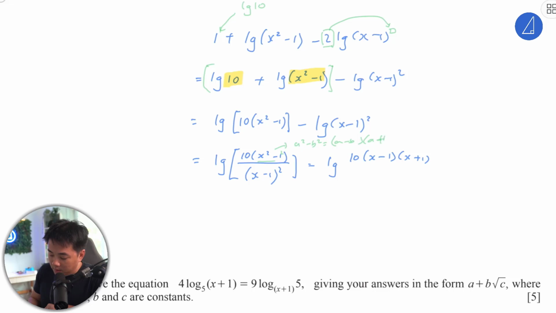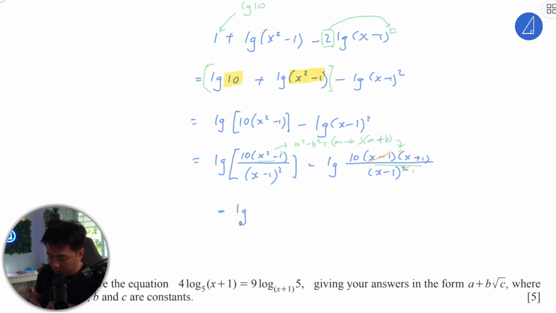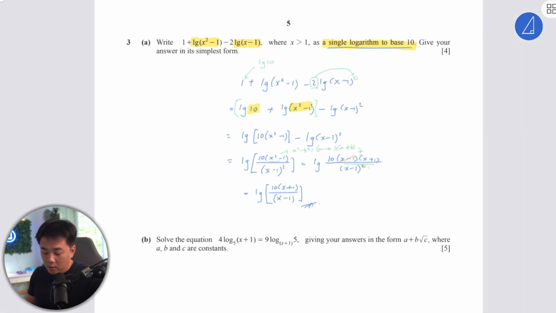The bottom over here will then be x minus 1 squared. So what I can do here is cancel this out, one factor of x minus 1. What is left behind is nothing more than lg of (x plus 1) over (x minus 1). There you go. This is a single logarithm to base 10.